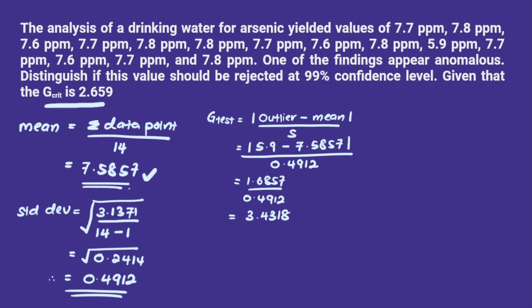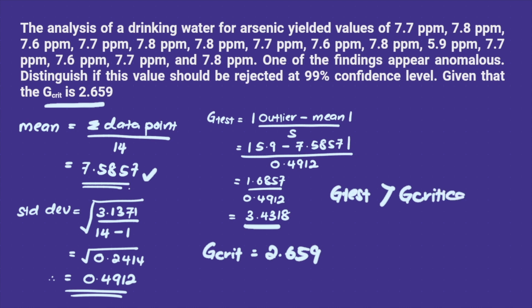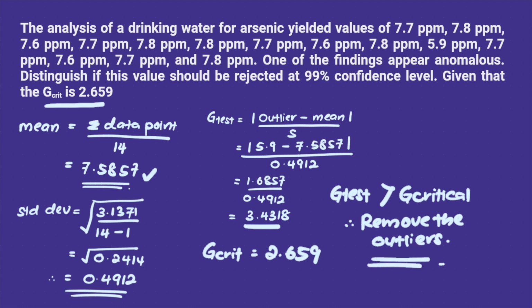Alright, up next, what you need to do is compare. So given in the question, your G critical is equivalent to 2.659. And then you already calculated your G test. So in this question, you found that your G test is actually bigger compared to your G critical. So since your G test is bigger than your G critical, therefore you need to remove the outlier. So this is the final answer for the second question.